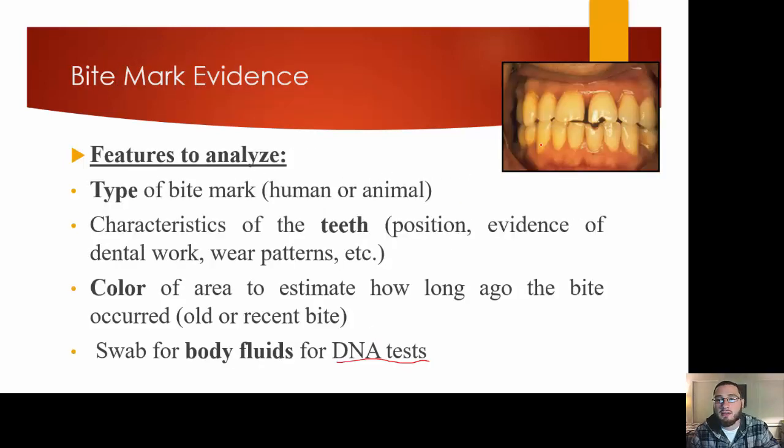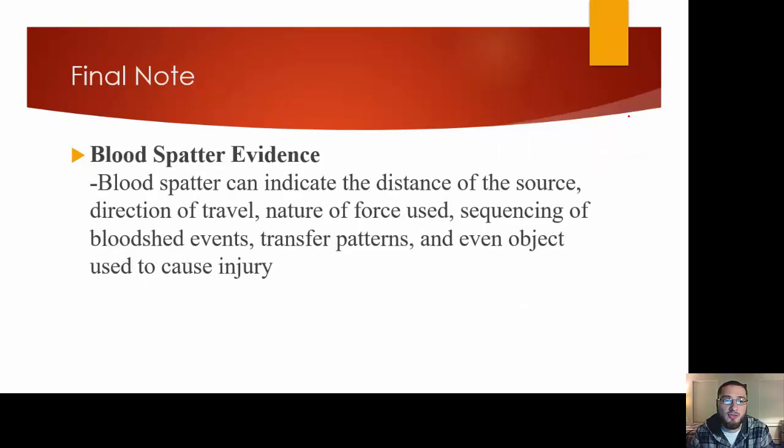If you look at this tooth, all right, that is going to be a red flag. Not that many people are going to have that, and if you see a bite mark, it's going to help you to say, hey, it must have come from this mouth, this person right here. Also, some final notes: blood spatter evidence.